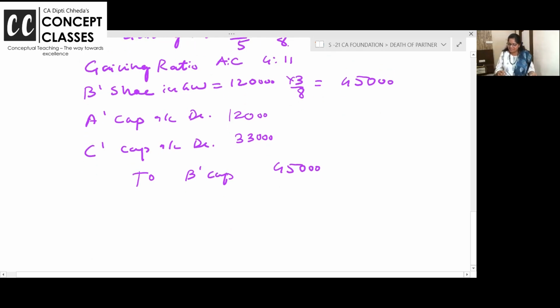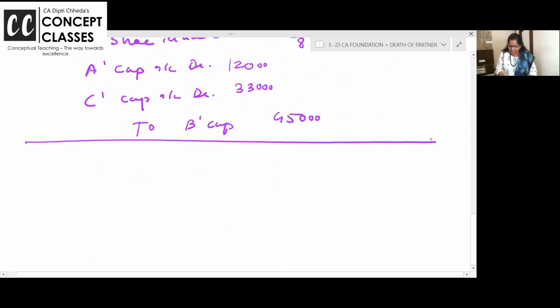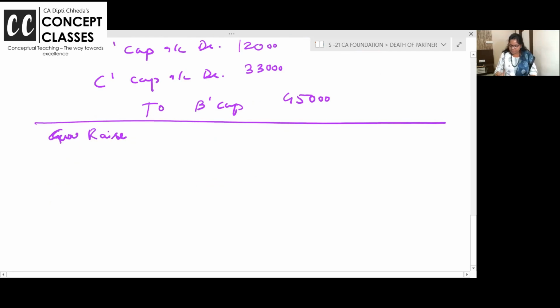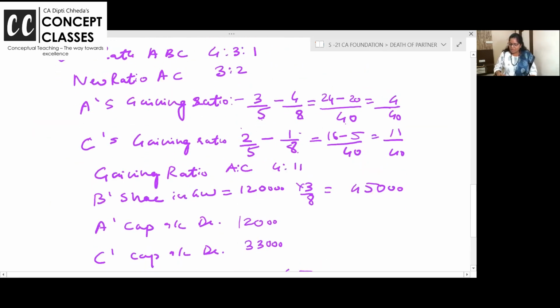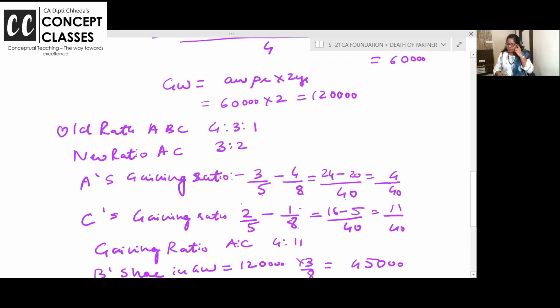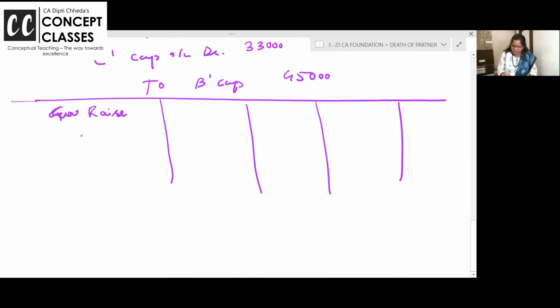Which one? So much we have applied. Goodwill. Raise in old ratio. Goodwill raise in old ratio 4:3:1 and 1,20,000. Raise the goodwill or credit in old ratio to A, B, and C.